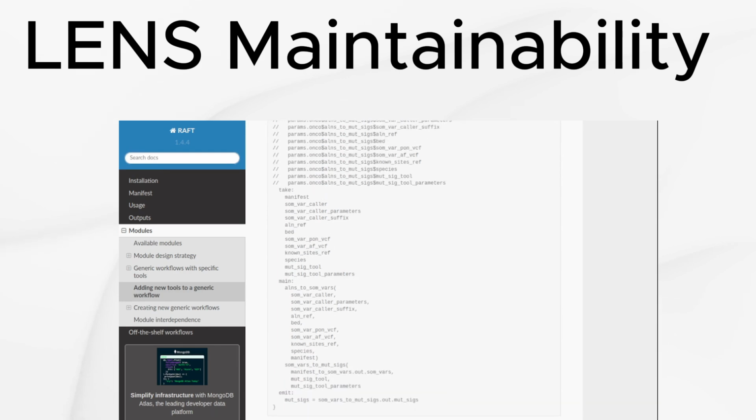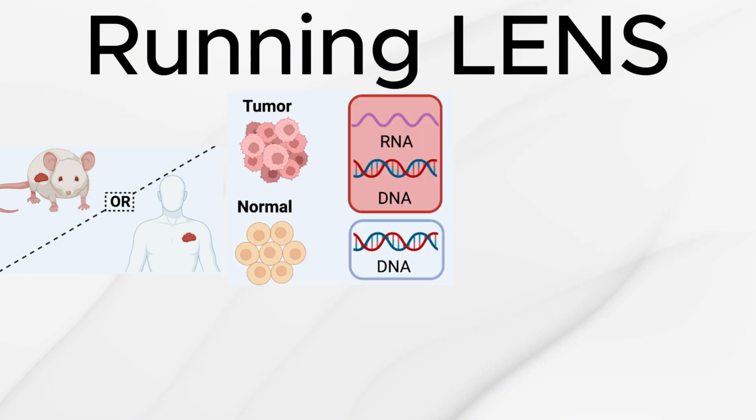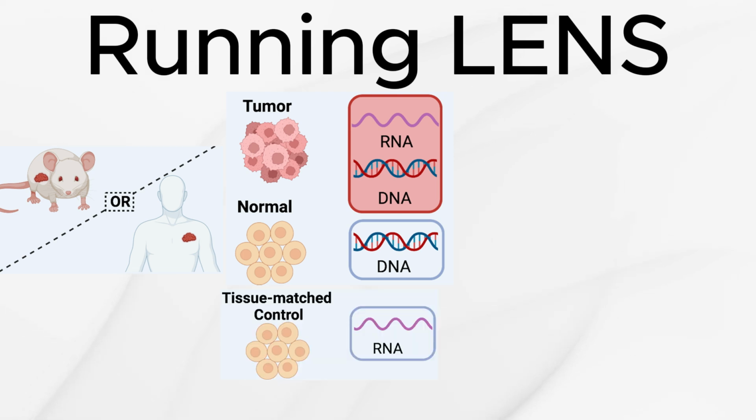We'll go into more detail about how LENS works in future videos, but if you're curious, you can find more information at uselens.io. If you've made it to this point, you're probably wondering what it takes to run LENS on your own data. To get started, you'll need a few key inputs. You'll need a normal DNA sample, a tumor DNA sample, and a tumor RNA sample, all from the same patient. You'll also need a tissue-matched normal RNA sample. Tissue-matched normal RNA samples can be sourced from GTEx or other similar sources.